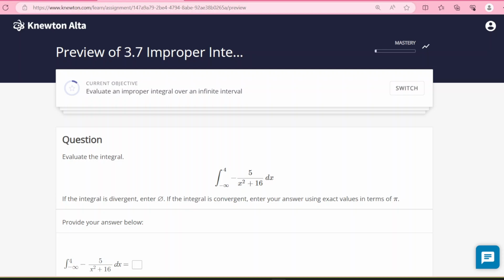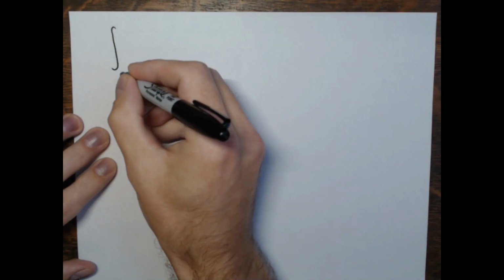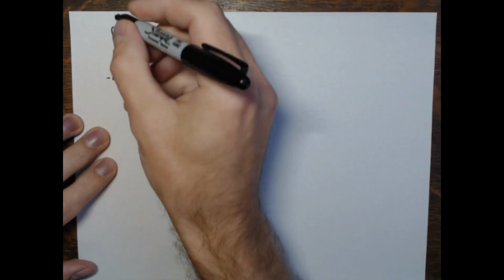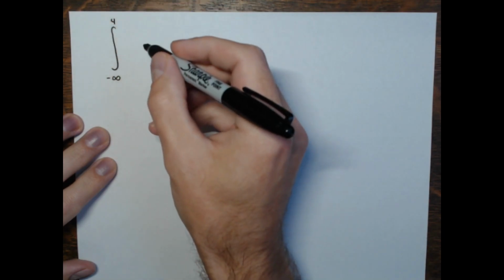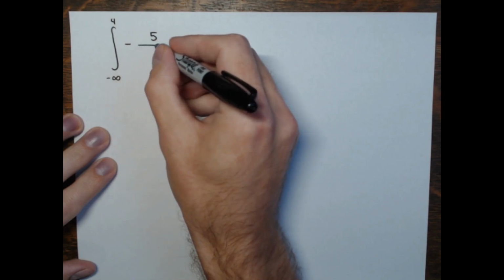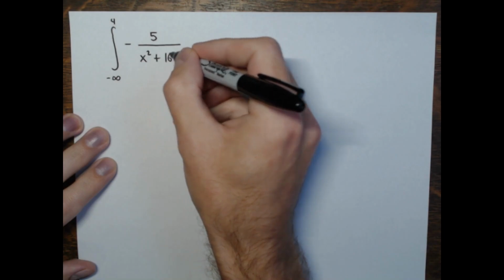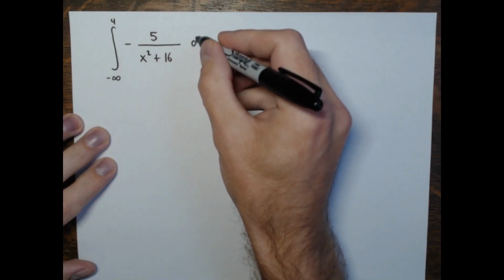Let's see. So here we go. This time I'm not going to draw the region. I'm just going to perform the integration. First, write it as a limit. So we have the integral from negative infinity to 4 of negative 5 over x squared plus 16 dx.